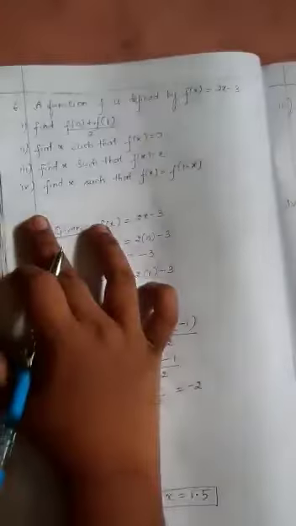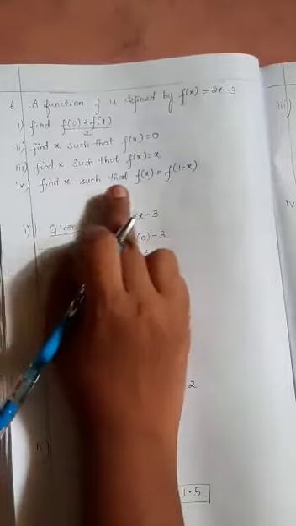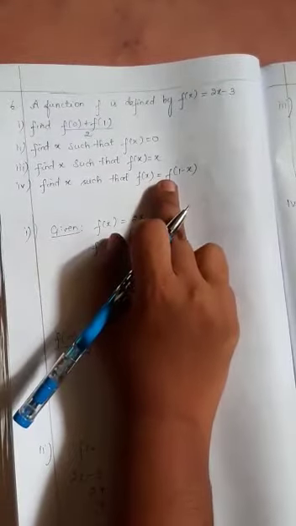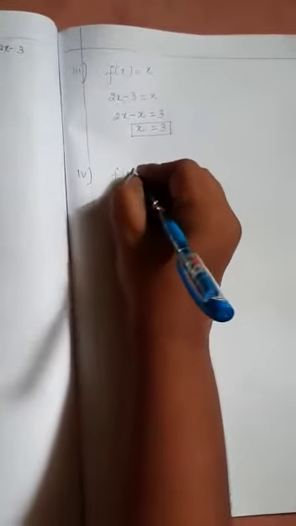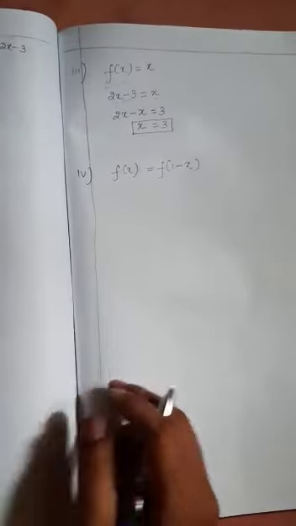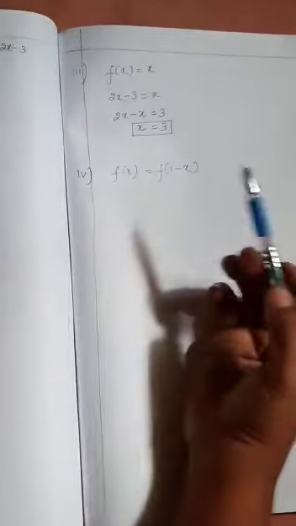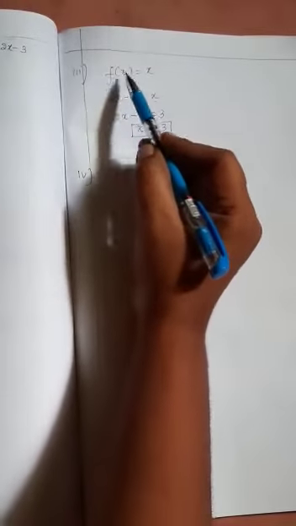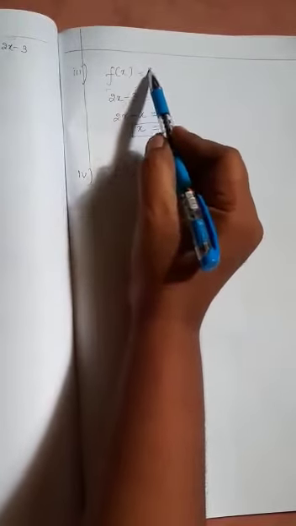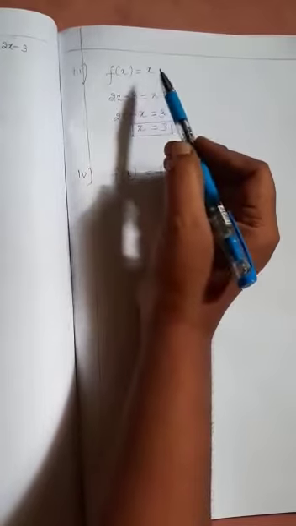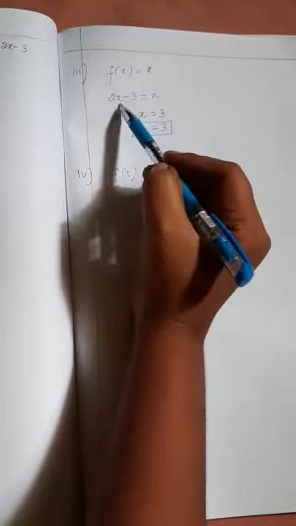Find x such that f of x is equal to f of 1 minus x. This is the question. So what is given is f of x is equal to f of 1 minus x. So see here the difference between the third and fourth sum. Here the function f of x is equal to just a variable x is given. So we wrote the function value as it is and we wrote this variable value as it is.